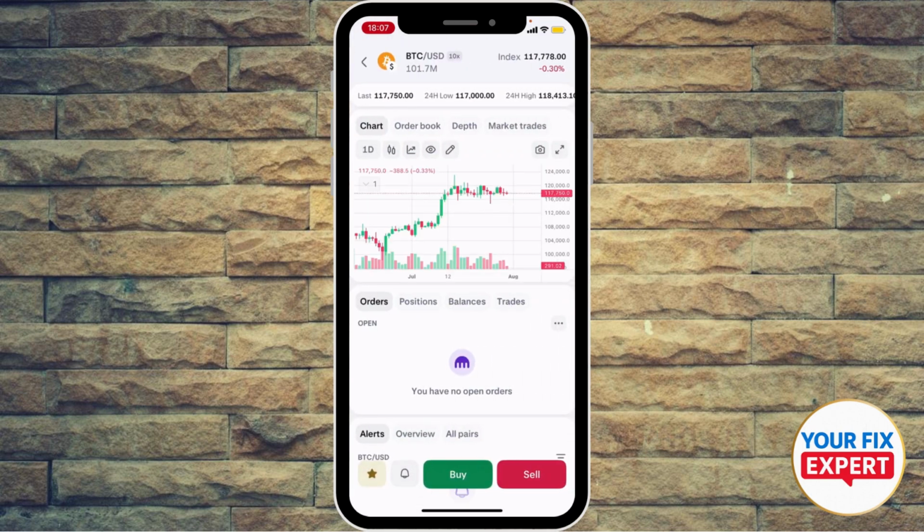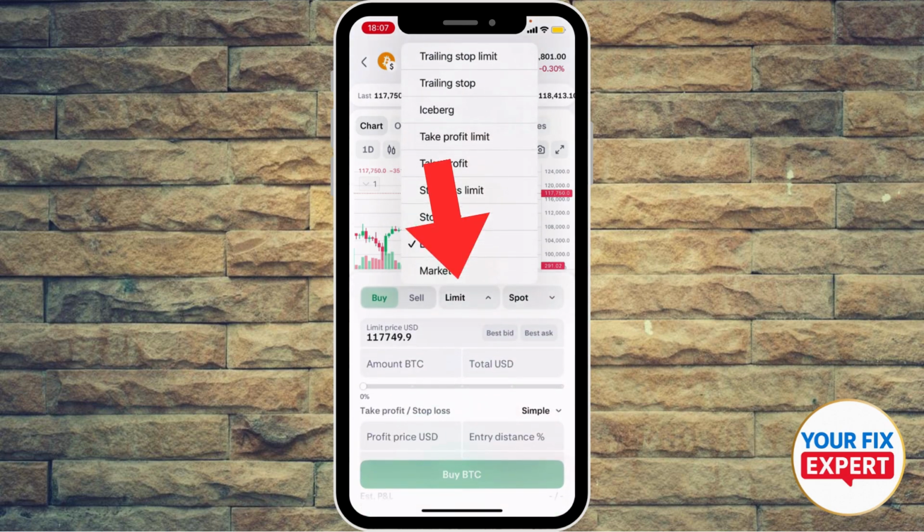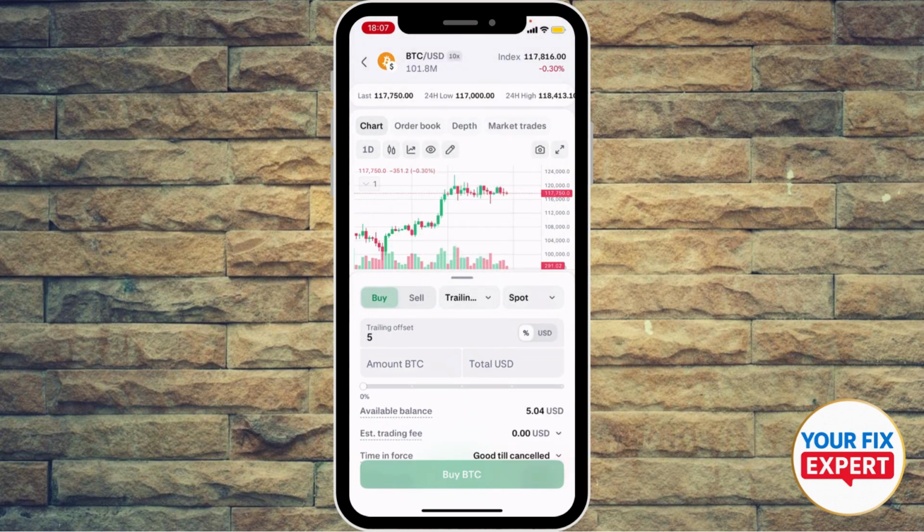Please be noticed that this is not financial advice, so study the market and execute on your own risk. Now you're going to buy or sell the coin, of course, and select limit. If you want to select a different type of execution, you can select trading stop, whatever, right? And select the amount of Bitcoin or the amount in USD if you don't know the market price so far, right?